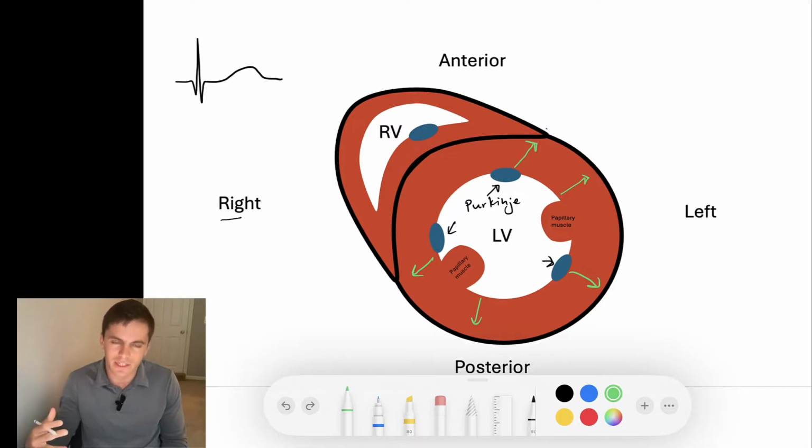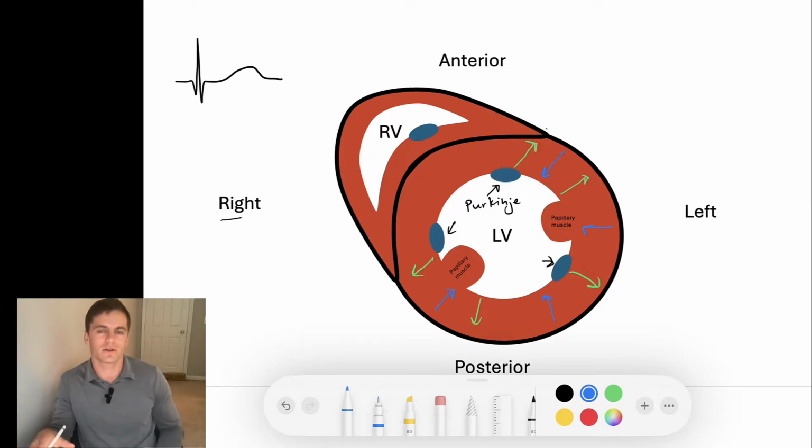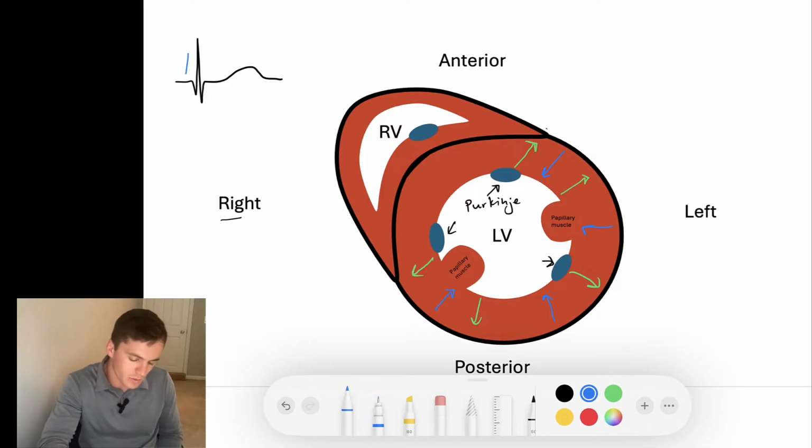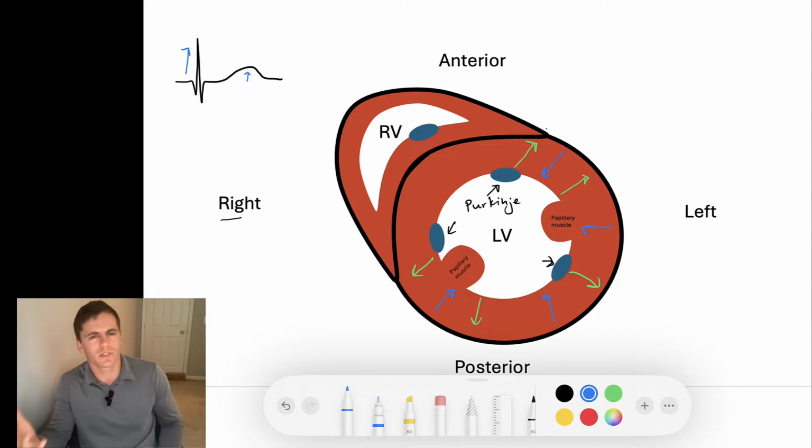And then what's interesting about the heart is that repolarization occurs in the opposite direction, from epicardium to endocardium. And you might be saying, but Reed, if these two waves of signal are going in opposite directions, why do we have a QRS that's upright and a T wave that's also in the same direction? Wouldn't they be opposite?